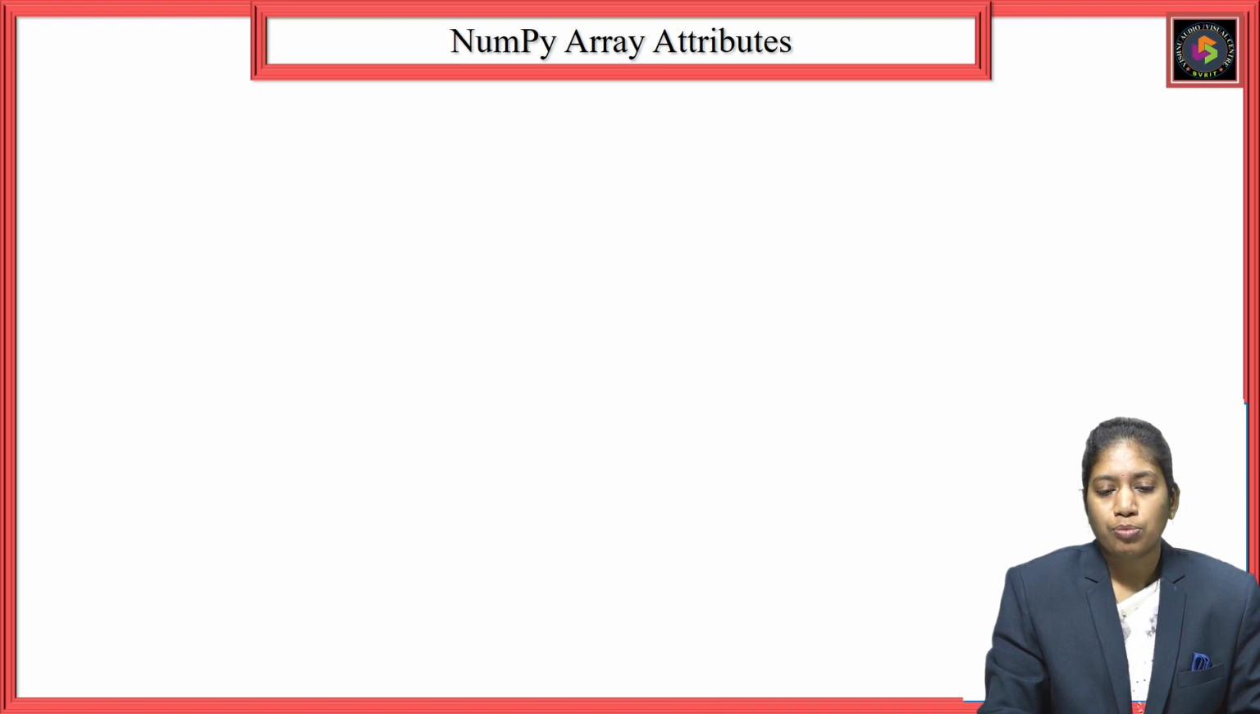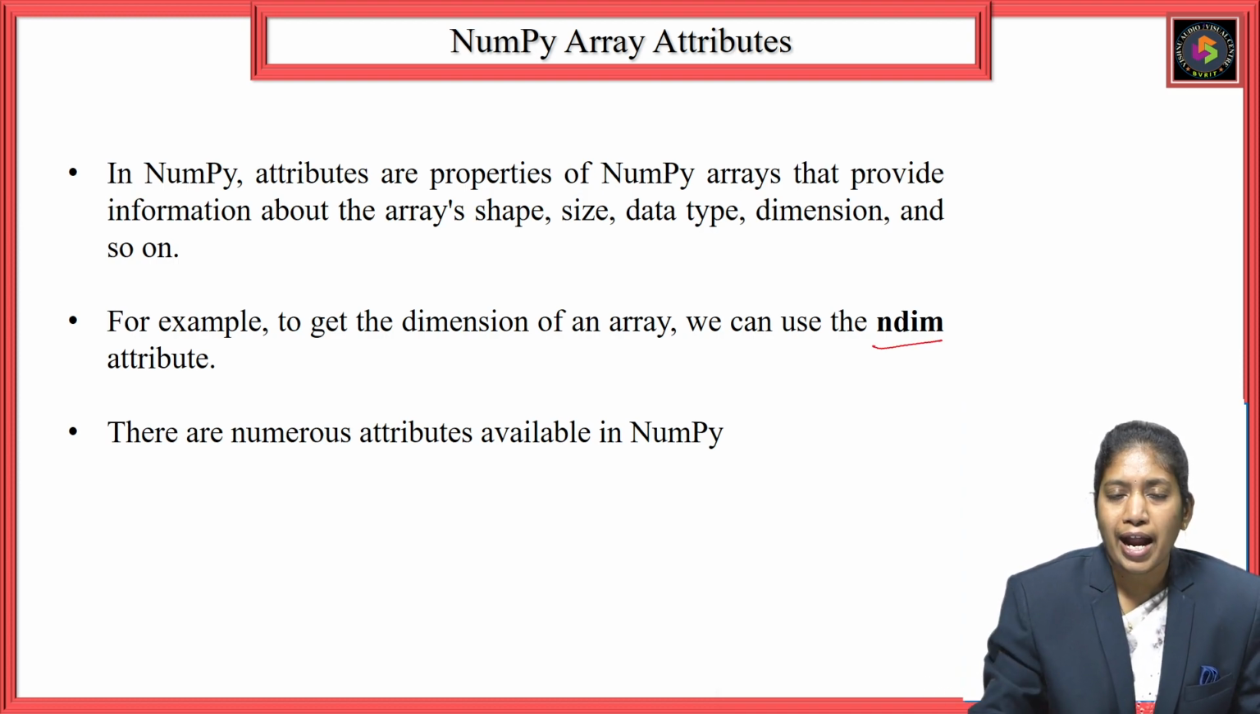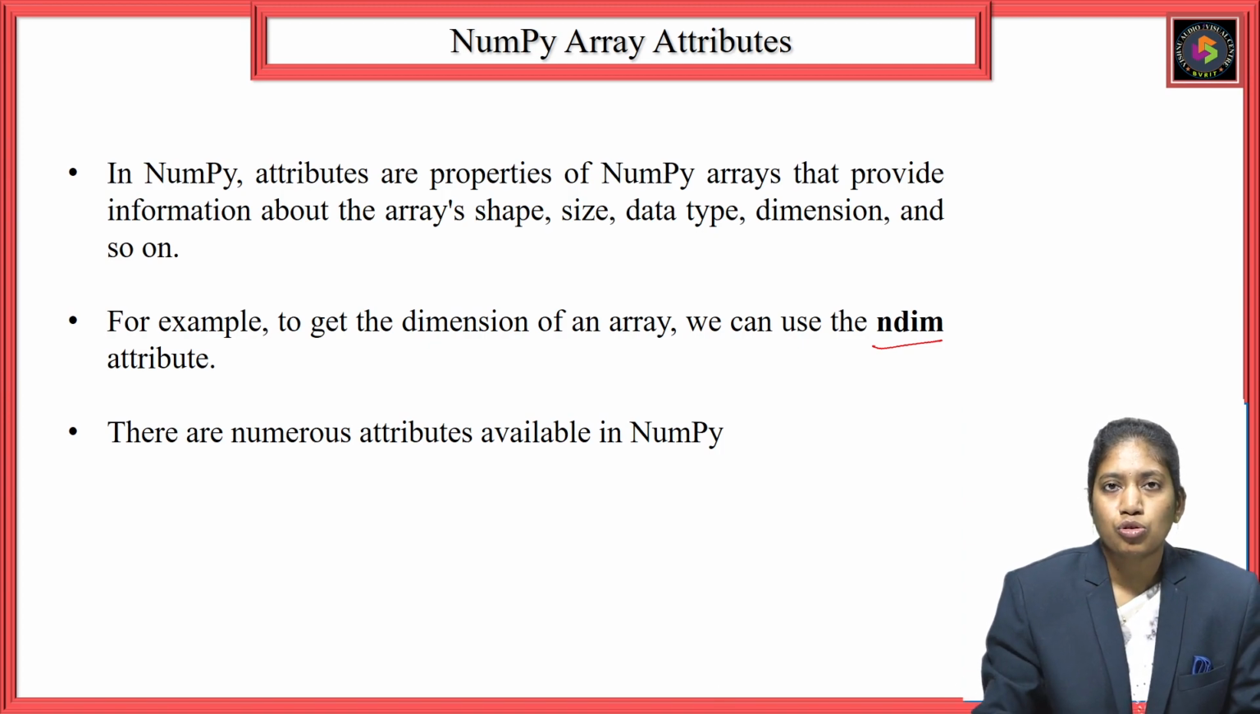So what is a NumPy attribute? A NumPy array has some attributes. Attributes are nothing but the properties of a NumPy array, which provide information about array size, shape, data type and dimensions. For example, I need to get the dimension of an array, whether it is 2-dimensional, 3-dimensional, 4-dimensional or n-dimensional. To get the dimension of an array, I can use the attribute ndim. The ndim attribute helps us get the number of dimensions in that array.